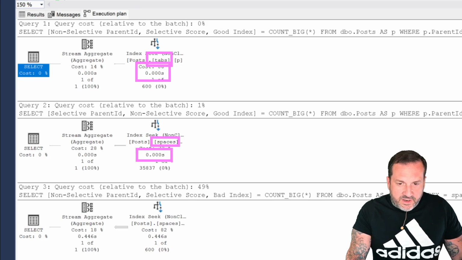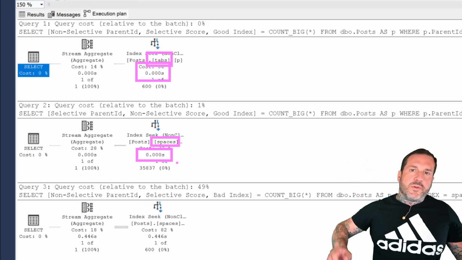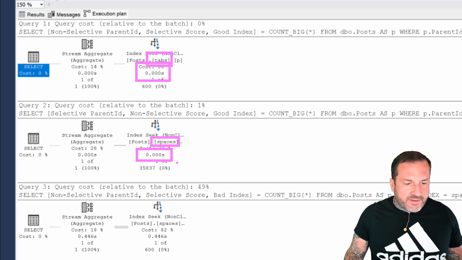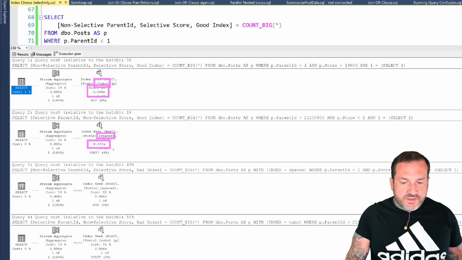All right? Look at all those zeros. Goose eggs across the board. Couldn't possibly be faster than that. Nolan Ryan would be jealous of all those zeros.